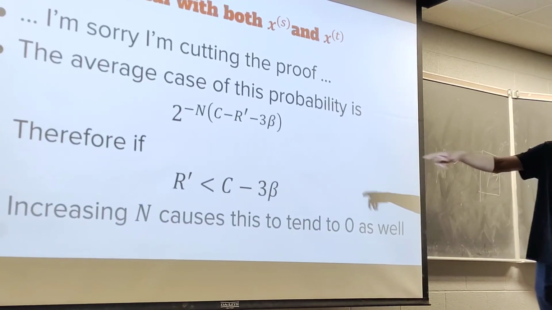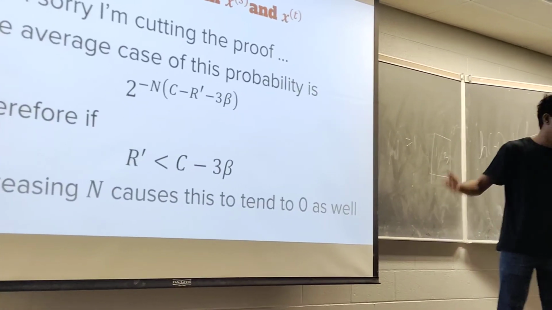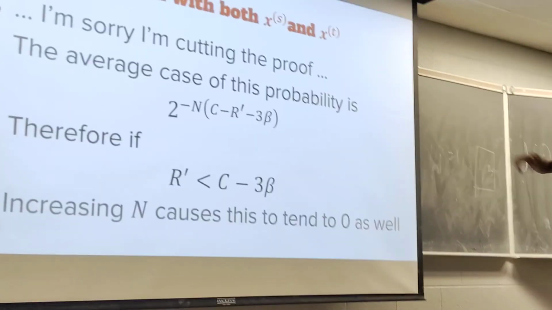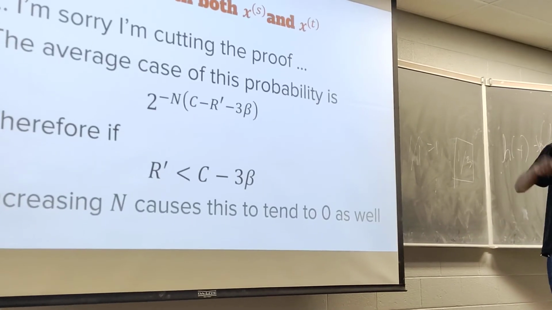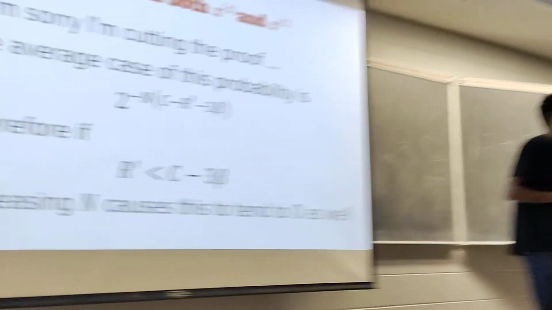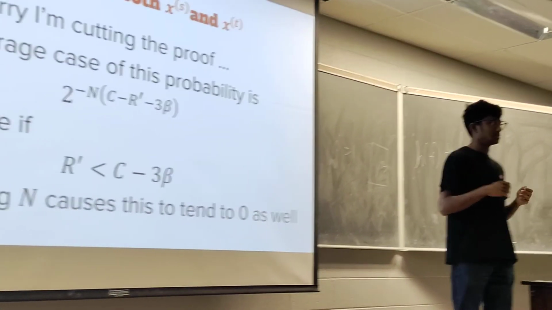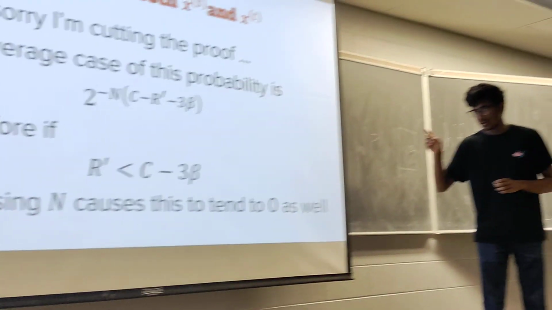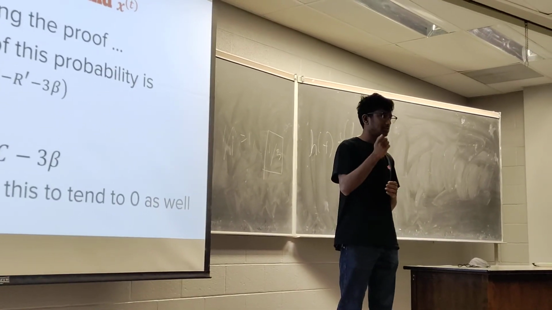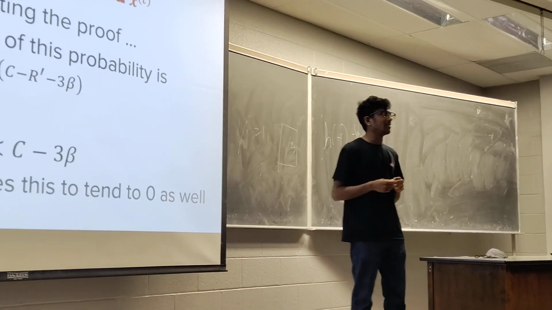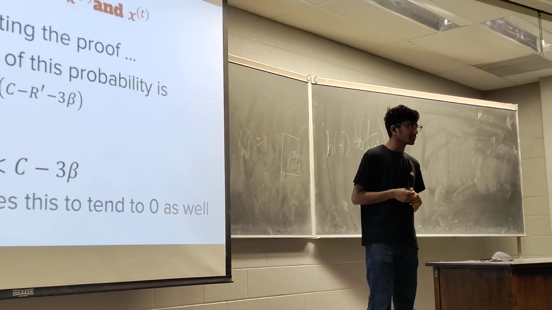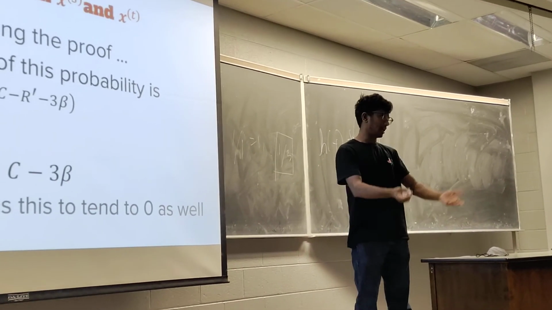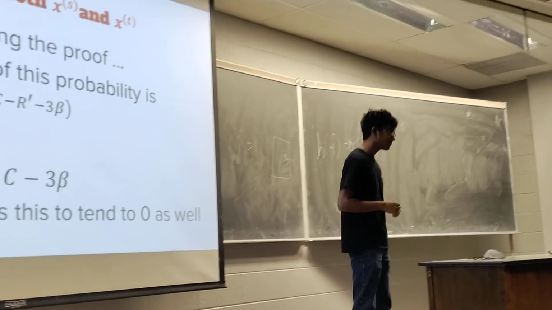And notice that if the rate is less than the capacity minus beta, where beta can be made arbitrarily small, so whatever you want, then increasing n also causes this probability to go to 0, right? So we have two probabilities of error. We know one goes to 0 because of typical set arguments. You're going to have to take my word that the other probability goes to 0 as well, and the whole time the rate doesn't change. We fix it. And if we assume that the rate is less than the capacity, we can get the error rate as low as we want it to go.